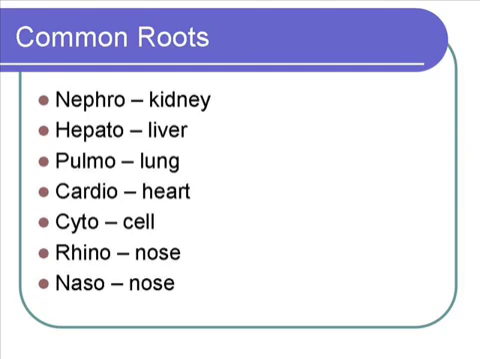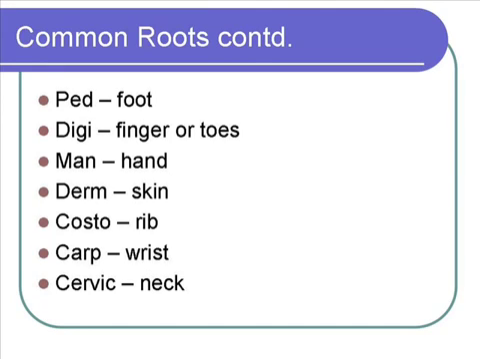means the one thing. So an example of a word with rhino would be rhinoplasty, which is essentially a nose job. And an example of a word with naso would be nasal. For example, somebody who talks through their nose maybe has a nasal voice, right? Because of that. Alright, continuing on with roots, the next one is ped, meaning foot.